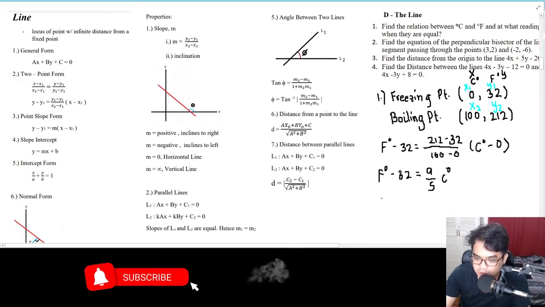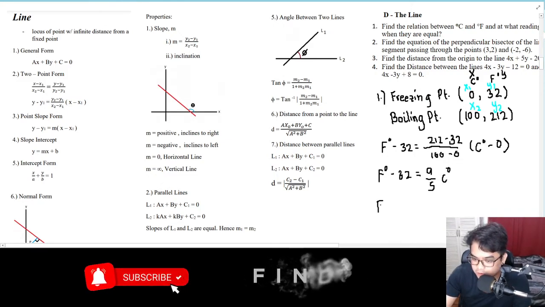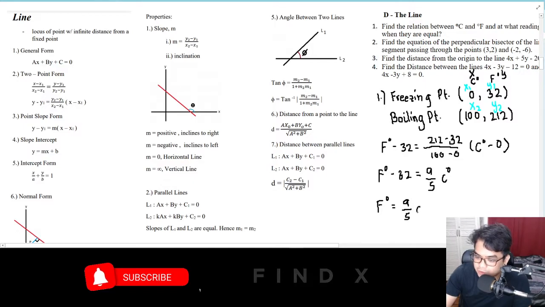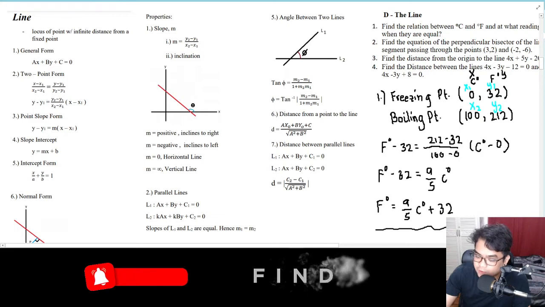Okay, so if I now transpose 32, this equation will be familiar to you, and you can see that this is now the formula when you are converting Celsius into Fahrenheit.